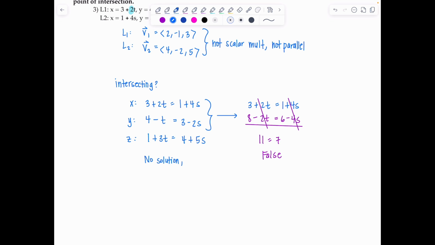Therefore, the lines do not intersect. There's no point of intersection. There's no ordered triple that will satisfy this equation. So since the lines are not parallel and not intersecting, that means they are skew.